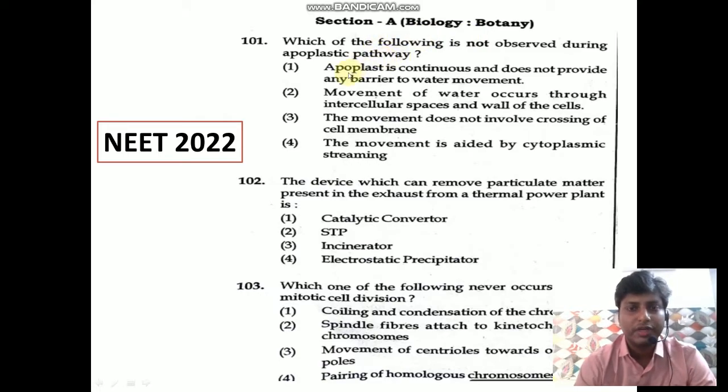If you read the 4 options, the first option is: apoplast is continuous and does not provide any barrier to water movement. The second option says that movement of water occurs through intercellular spaces and wall of the cells. The third option is: the movement does not involve crossing of cell membrane. And the fourth option is: the movement is aided by cytoplasmic streaming.